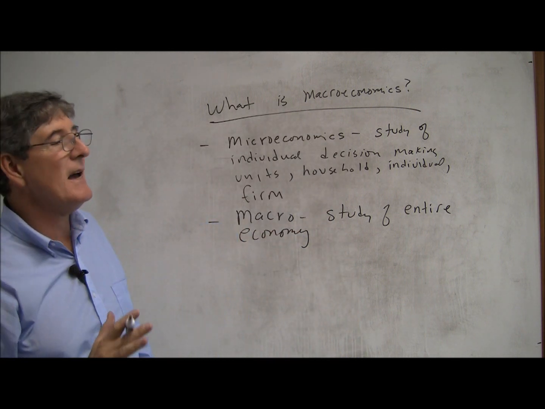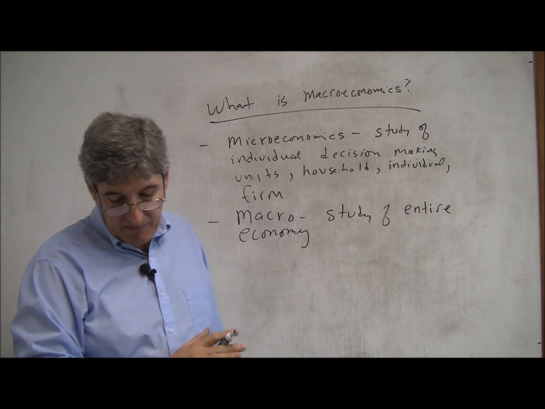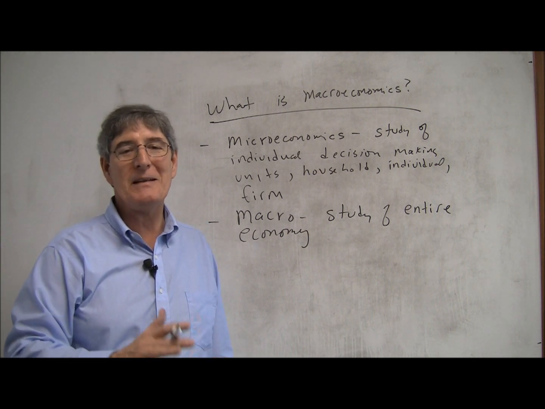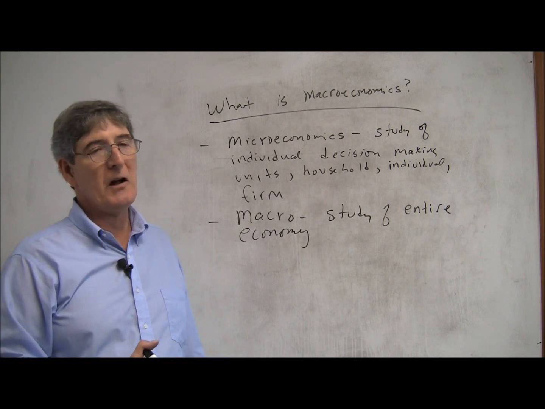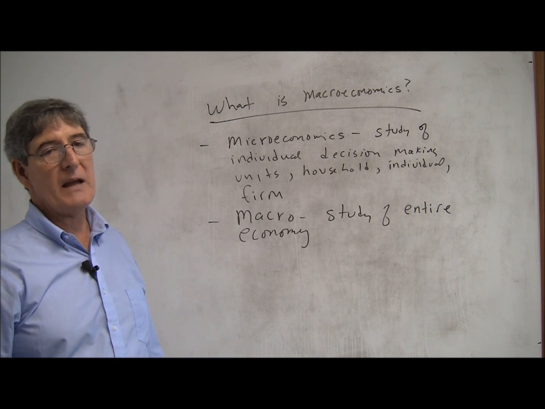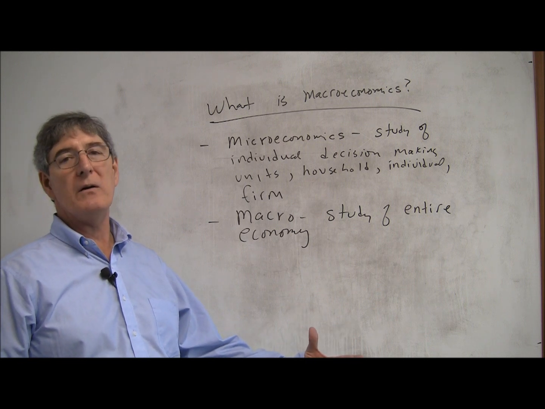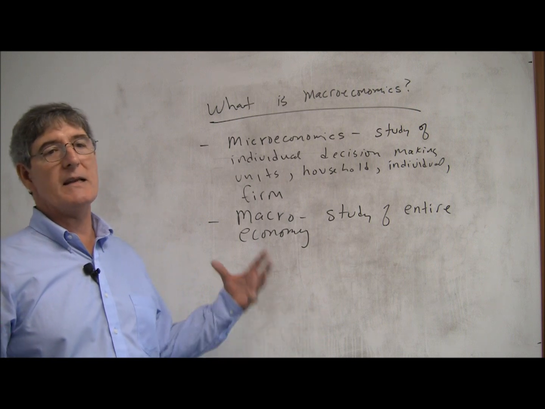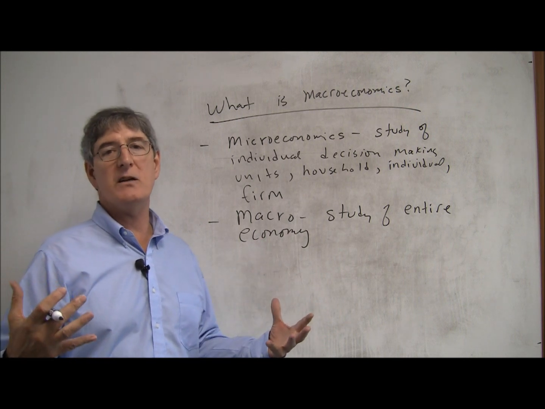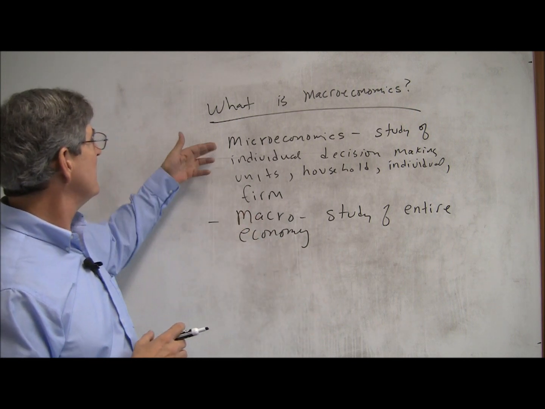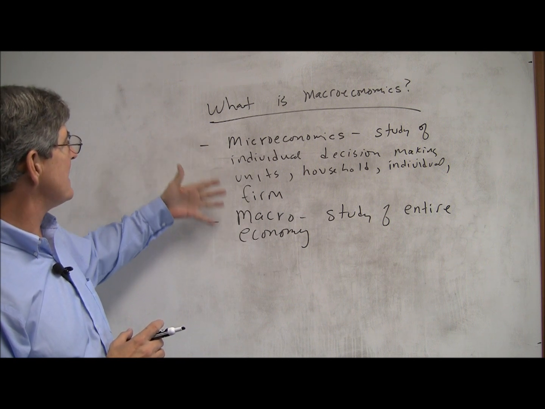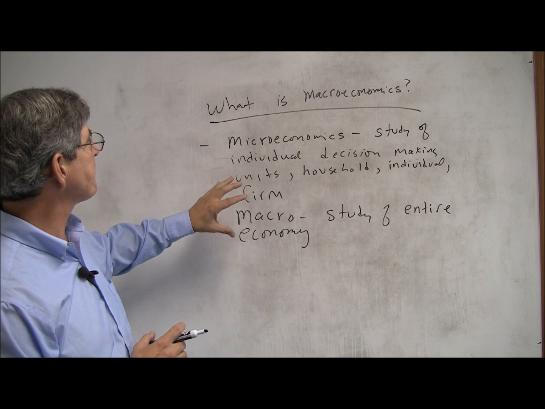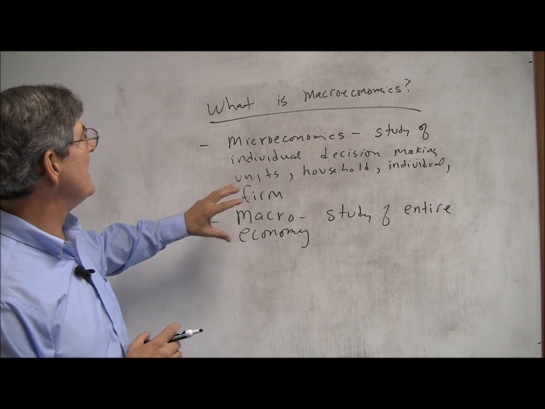So it's not the size that matters, it's the level of aggregation. Some firms in the world have bigger output than entire countries, believe it or not. The study of that firm, that individual firm, would still be micro. The study of that country and all the different things it produces all at once in aggregate would still be macro. So micro kind of means small, macro kind of means big, but it's really the level of aggregation, not the size of the thing we're studying.